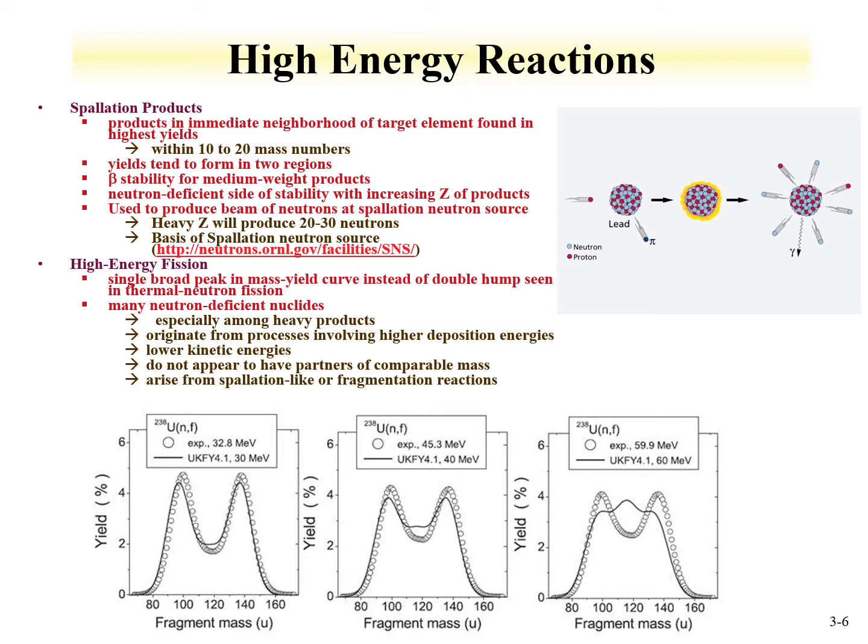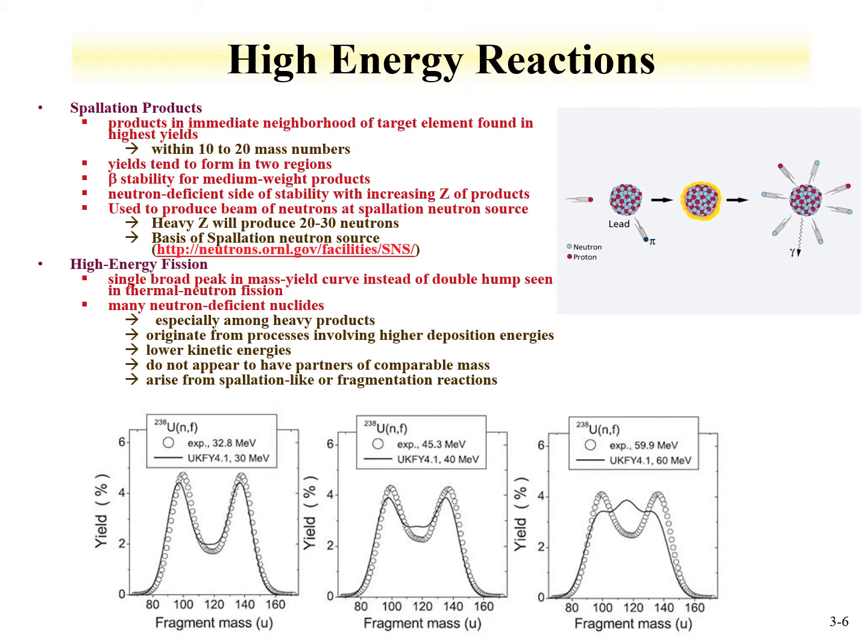If the energy of the light particle is increased, the reactions can change. An example of this is high energy protons, where you can get something called spallation. Spallation is when you use a high energy light particle, such as a proton, and you get a number of products formed within the immediate neighborhood of the target, let's say within 10 to 20 mass numbers. An example here is shown for lead, where a high energy proton, hundreds of MeV, impinges upon lead and excites the lead nucleus with the emission of neutrons and protons.